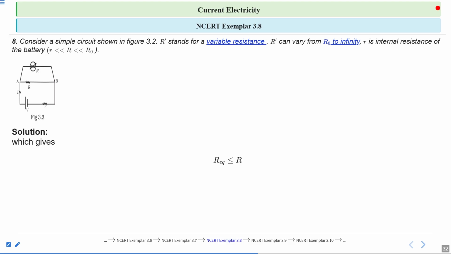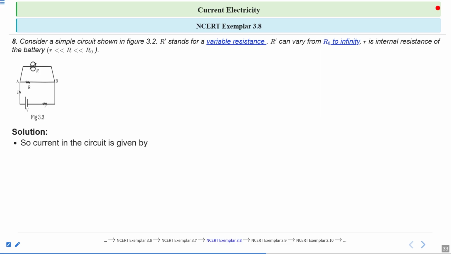When will it be equal to R? When R dash becomes infinite. So for a very large value of R dash, R equivalent will be nearly equal to R. When R dash becomes infinite, R equivalent will be equal to R, and if R dash is very large, R equivalent will be nearly equal to R.